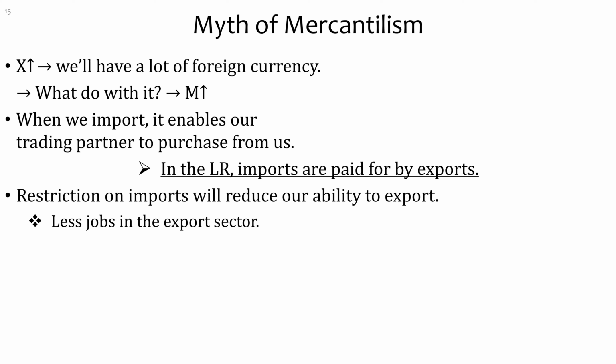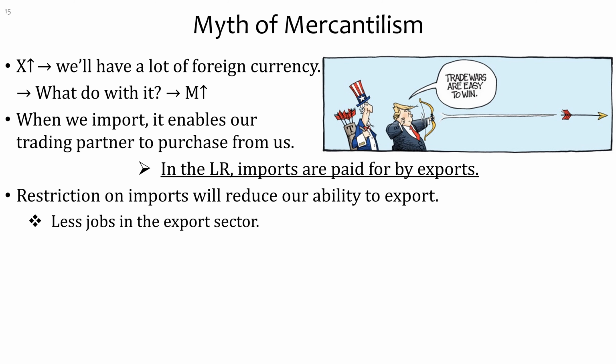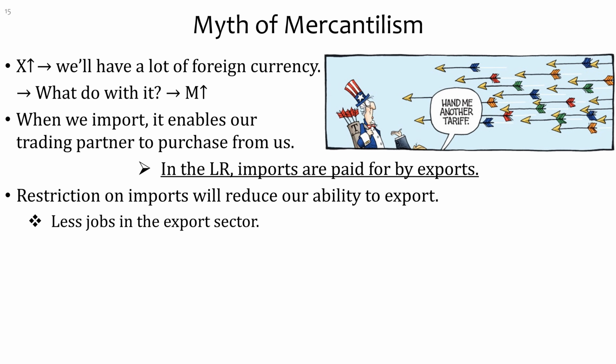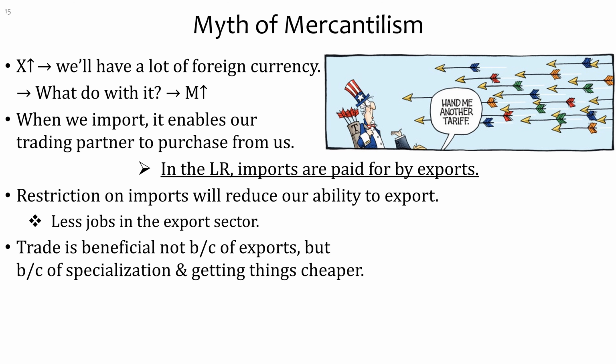So again, you can see this idea of favoritism. You are just favoring one sector over others. This is exactly what happens when there is government regulation and intervention. So we have this politician shooting a lot of tariffs at other countries by having all these barriers, but what happens is that these arrows will just come back at them, right? They're just shooting themselves in the foot. Trade is beneficial not because of exports, but because of the specialization and getting things cheaper.